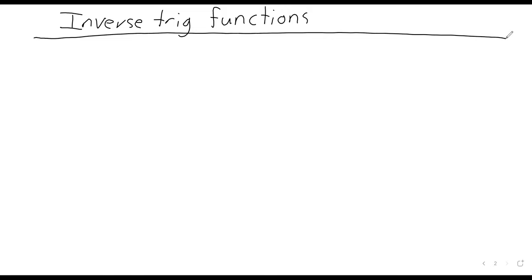Okay, so a pretty significant lesson today. We're going to start talking about the inverse trig functions. And before we start talking about that, we'll look at some review, or probably review, but maybe new stuff, about inverses in general.